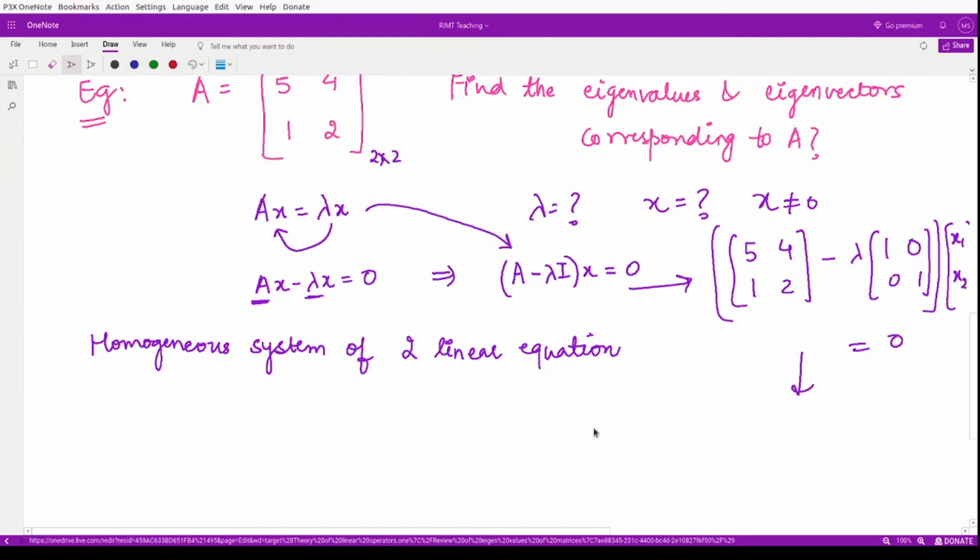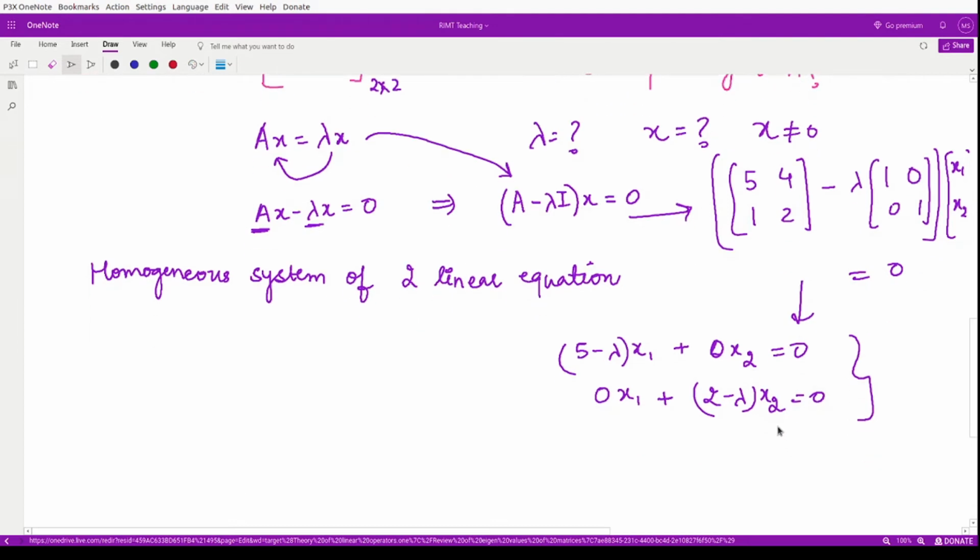So when you solve the system, you will have (5 minus lambda) x1 plus 4 into 0, that is 0 x2, is equal to 0, and then you will have 0 x1 plus (2 minus lambda) x2 is equal to 0. So you see you have these two equations here and you want to calculate the solution of these.